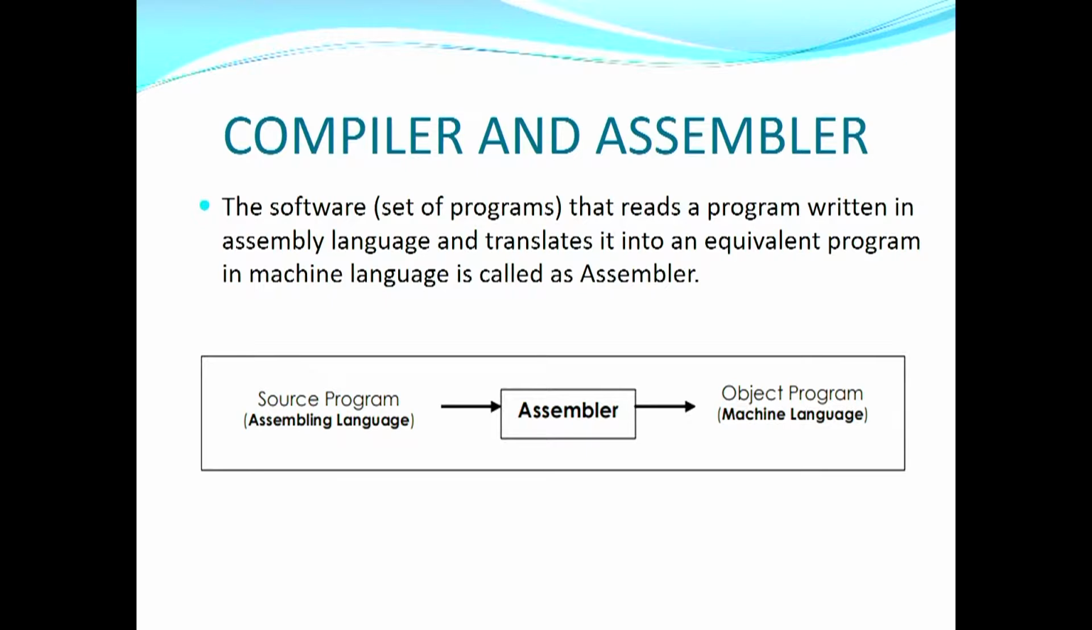An assembler takes a source program in the assembly language and gives the object program in the machine language. The software that reads a program written in assembly language and translates it into an equivalent machine language program is called an assembler. Again, we have the diagram for an assembler. It takes a source program written in the assembly language and gives us the object program which is in the machine language.